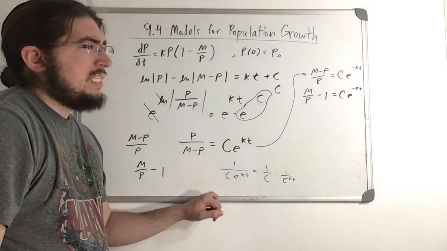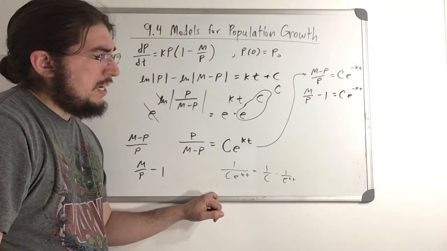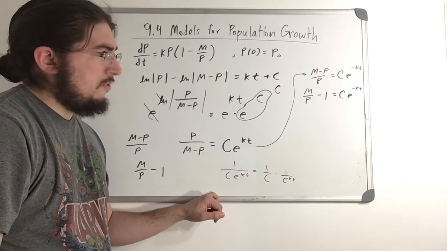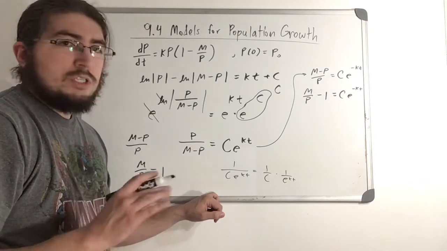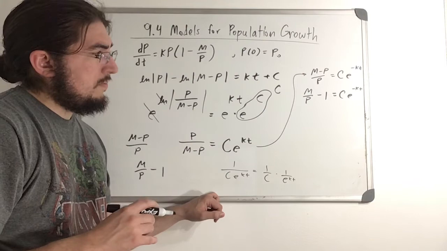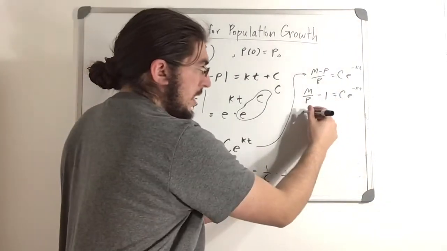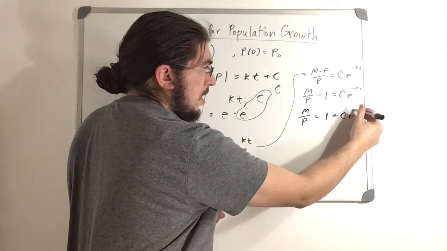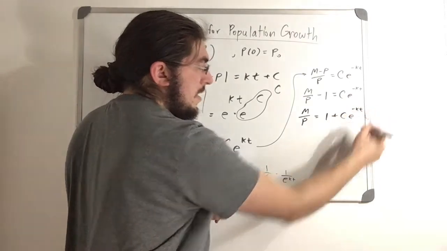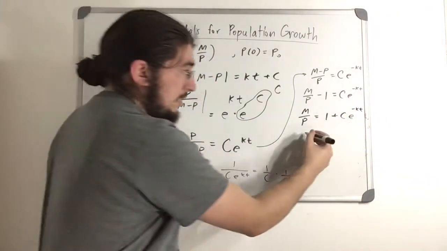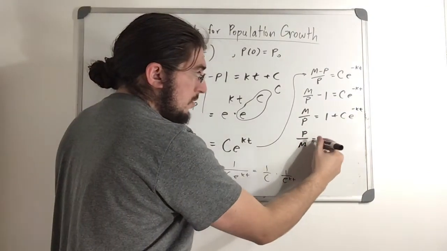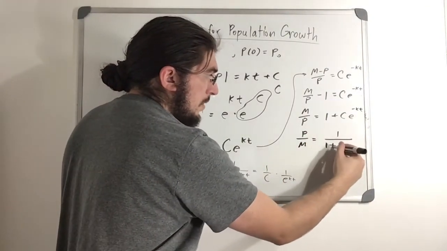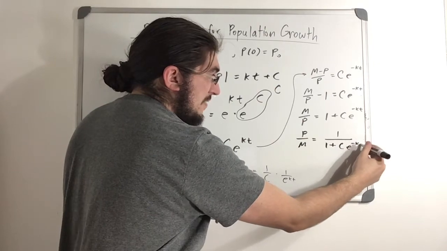Maybe now is an okay time to solve for c, but I still want to keep going and solve for p completely. We're so close, what can we do? We can just add 1 to the other side. Oh, look at that. And then reciprocate both sides now to get p on top. So p over m is equal to 1 over 1 plus c e to the negative kt.